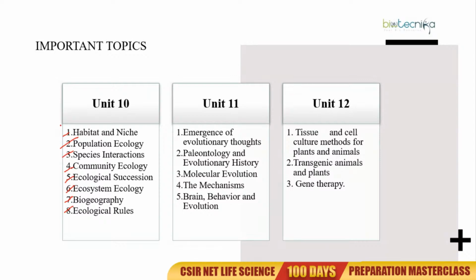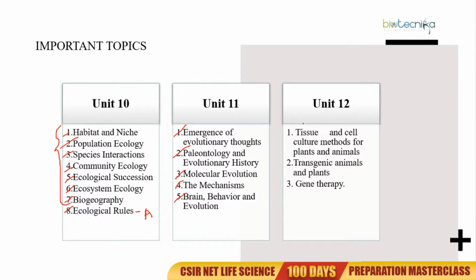Now, all of these are actually the subparts of unit 10, and ecological rules comes under subpart A. So even if you leave out subpart A, just go through this one particular topic. Unit 11, emergence of evolutionary thoughts, paleontological and evolutionary history, molecular evolution, the mechanism, brain behavior, and evolution.